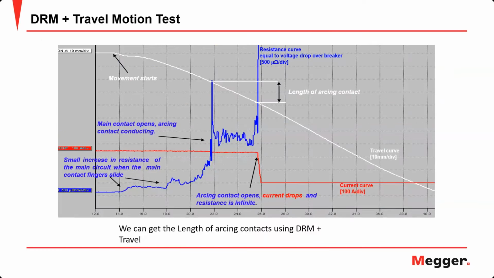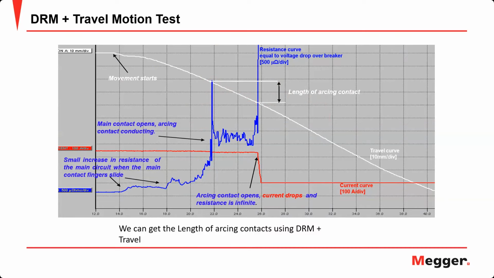But what we can do is a motion measurement at the same time as the dynamic resistance measurement. With this information, we can link them together. So we can take the distance at this point and this point, the point where the main contacts separate and the point where the arcing contact separates, and get the difference in distance between them. And this represents the length of the arcing contact.